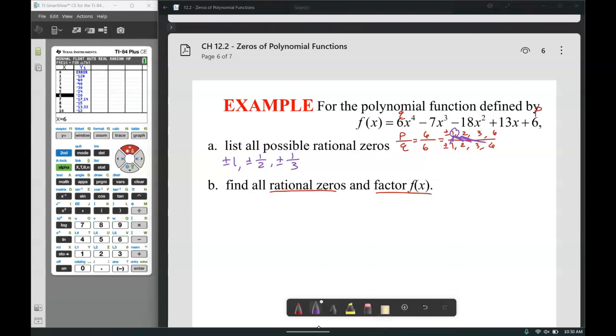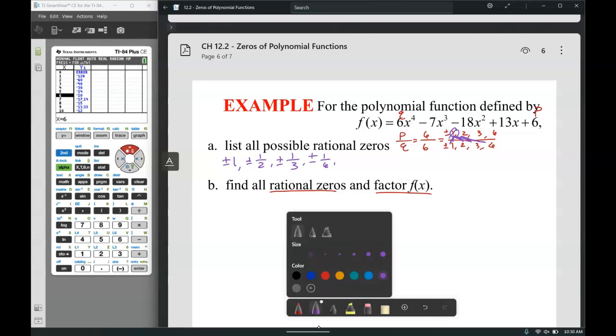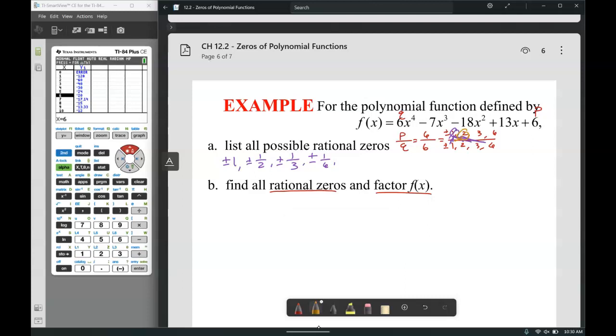Then 1 over 6 gives me positive and negative 1 over 6. Now we're done with the 1. We're going to repeat the process with 2, but if we end up with a number that we already have once we simplify, we don't need to write it again.